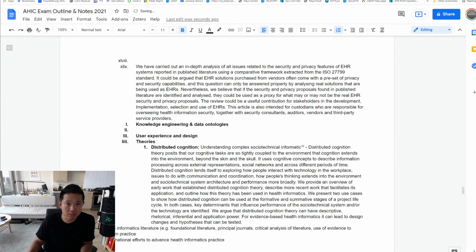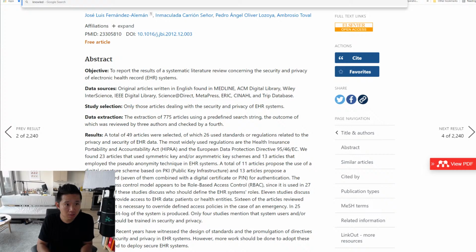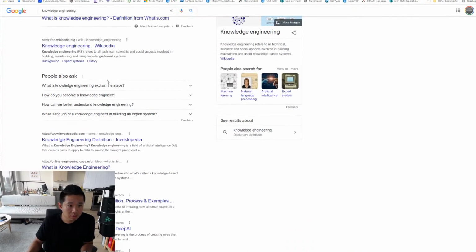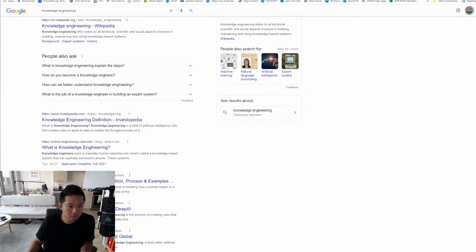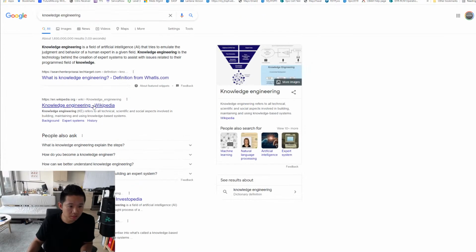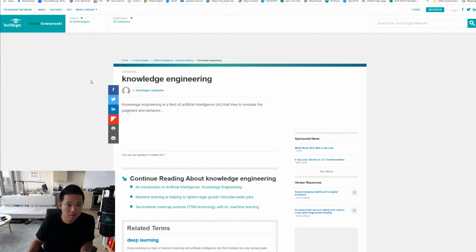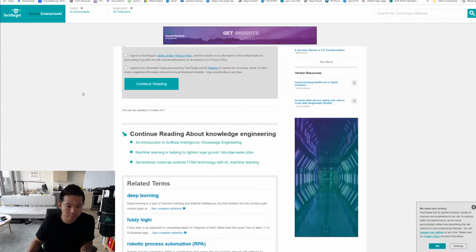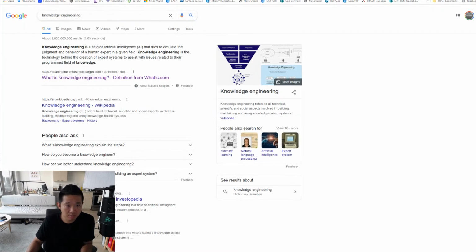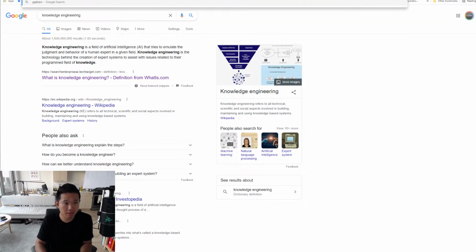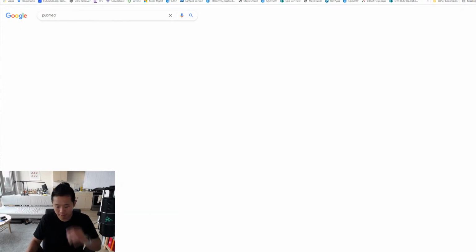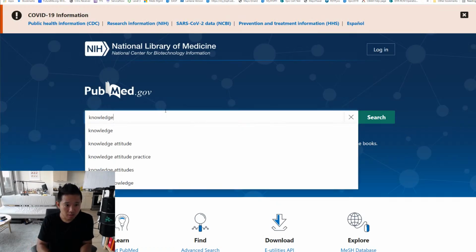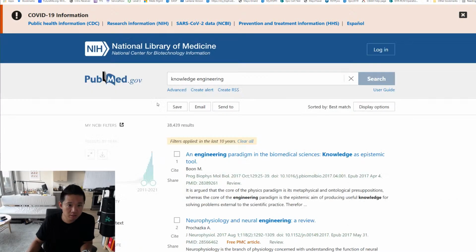Knowledge engineering and data ontologies. It's interesting they have something in there. Deep AI. Tech Target. It's very sketchy looking websites. Maybe there's something like that. Knowledge engineering.